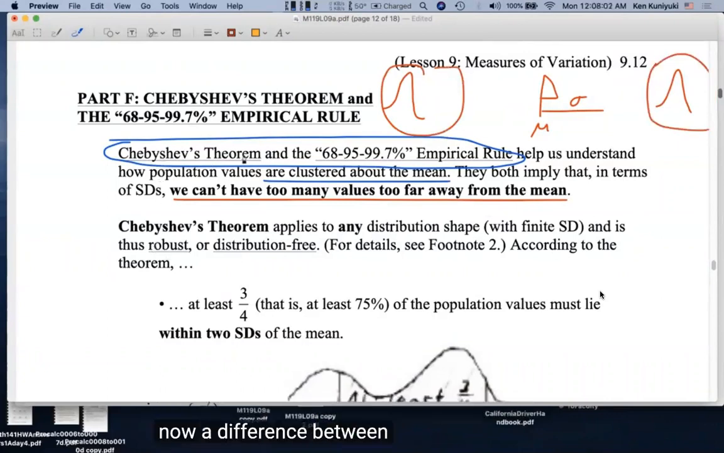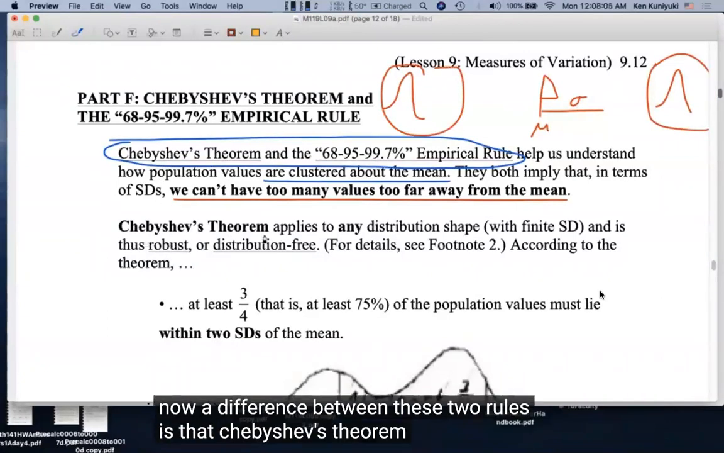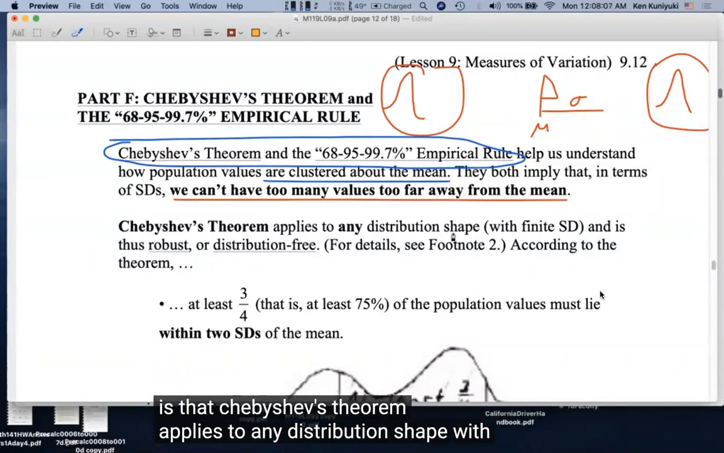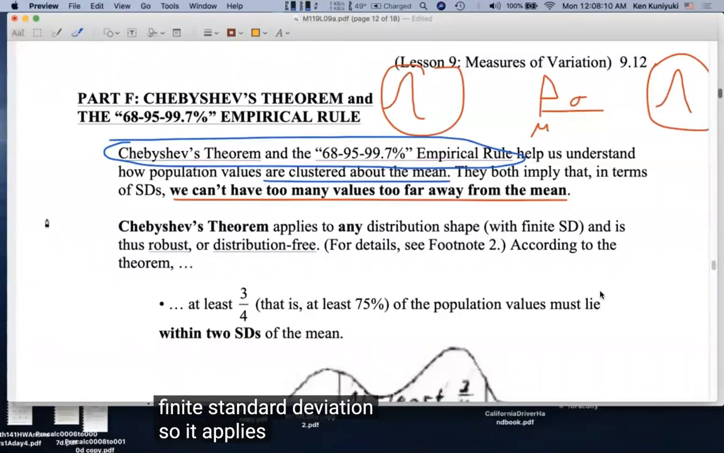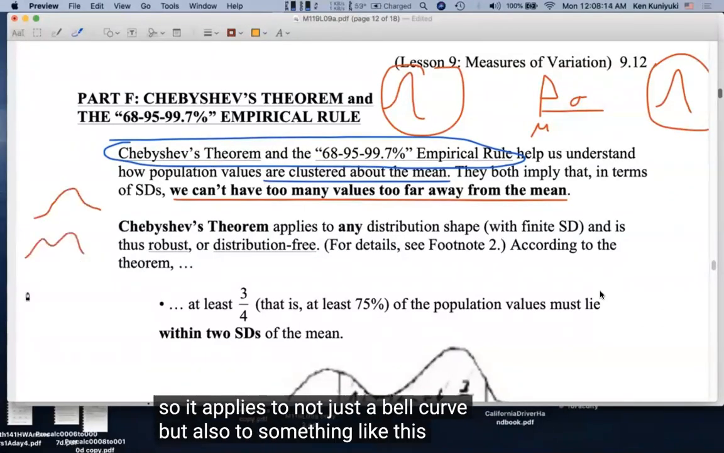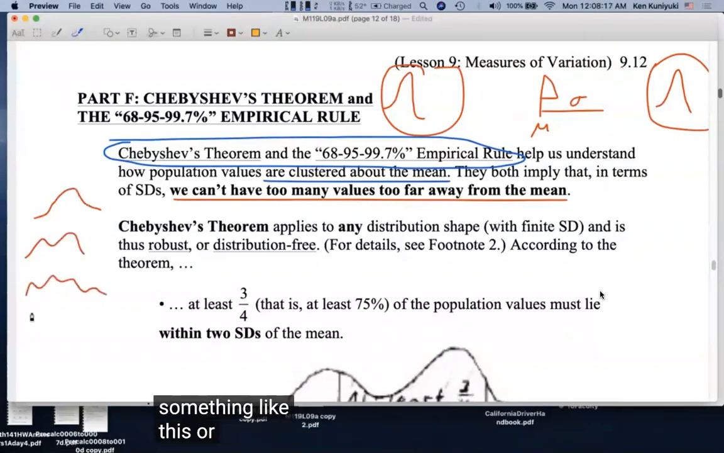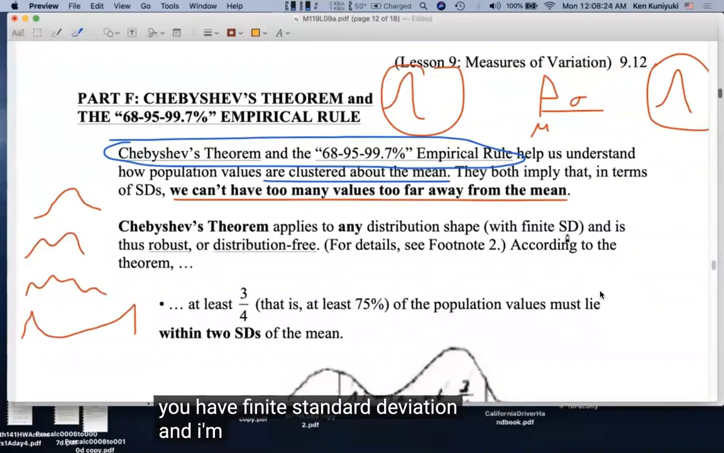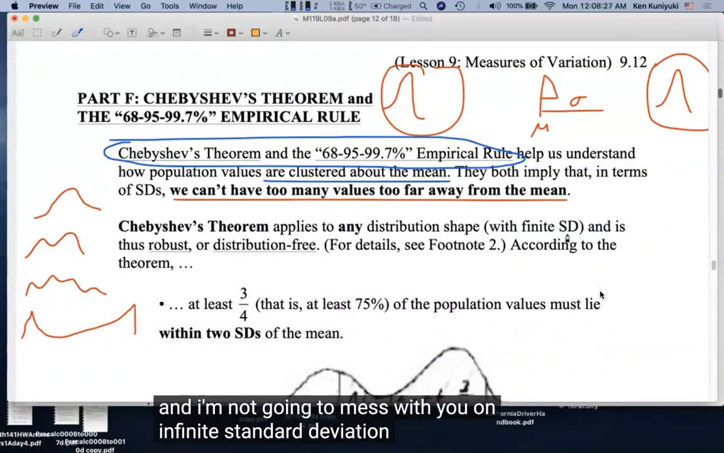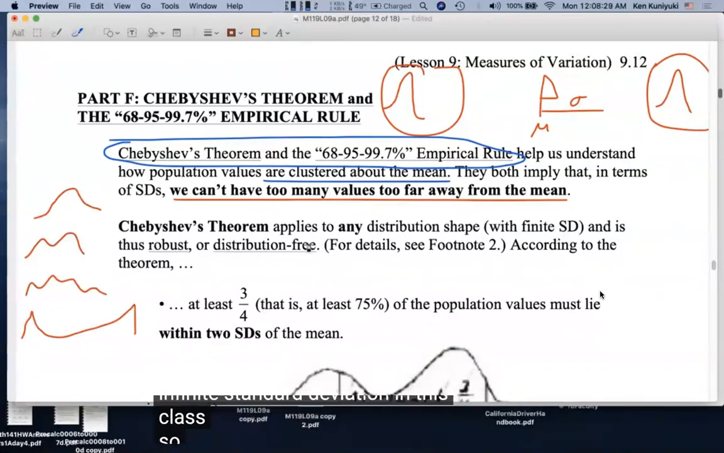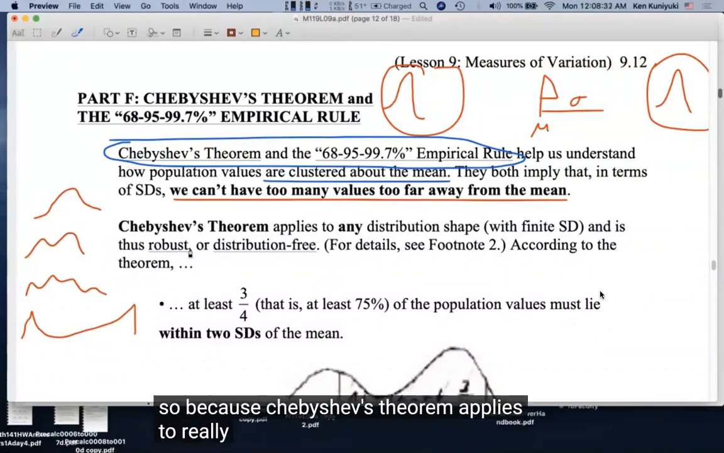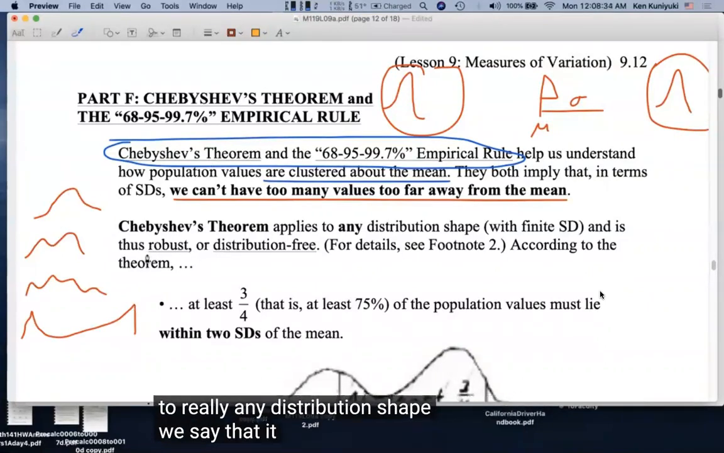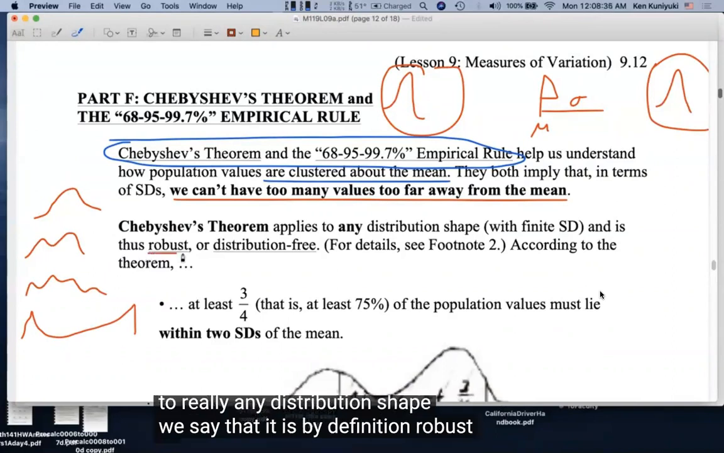Now, a difference between these two rules is that Chebyshev's theorem applies to any distribution shape with finite standard deviation. So it applies to not just a bell curve, but also to something like this, or something like this, or something like this. Any sort of messed up shape, as long as you have finite standard deviation. And I'm not going to mess with you on infinite standard deviation in this class. Because Chebyshev's theorem applies to really any distribution shape, we say that it is by definition robust or distribution free.